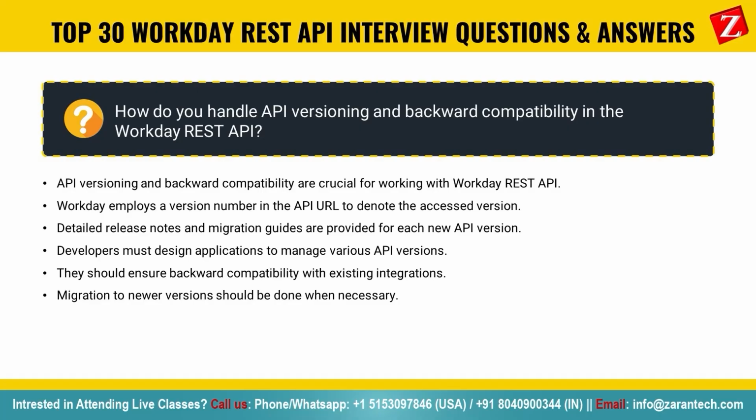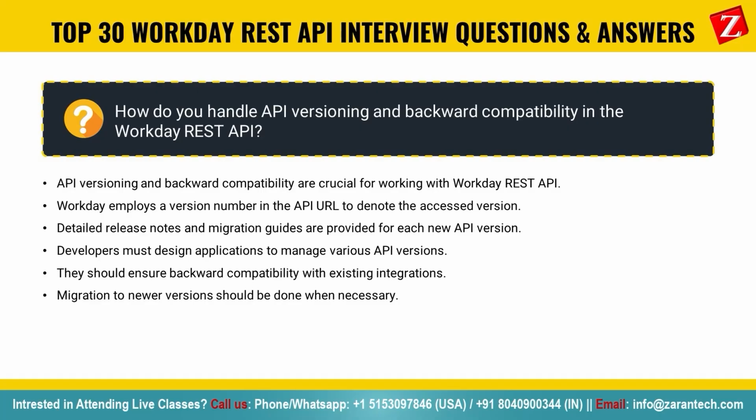Imagine a scenario where Workday releases version 3 of the API. Developers can refer to the release notes to learn about any new features, deprecated endpoints, or changes in behavior. Developers must design their applications to manage various API versions effectively. This involves ensuring backward compatibility with existing integrations. Let's say a company has integrated their HR system with Workday using version 2 of the API. If they decide to upgrade to version 3, their application should still function smoothly without any major disruptions.